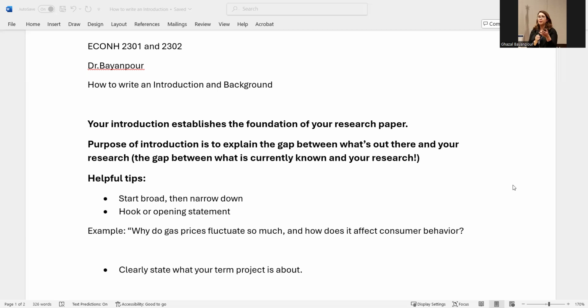And again, I will post this little handout that I have here for you on D2L. If you go to the content tab, I will post it in the term paper folder, whatever we have. I will post everything related to our projects in that module for you. Okay. All right. So before, of course, you start working on your introductions, please check out my comments, my feedback, for your research questions.